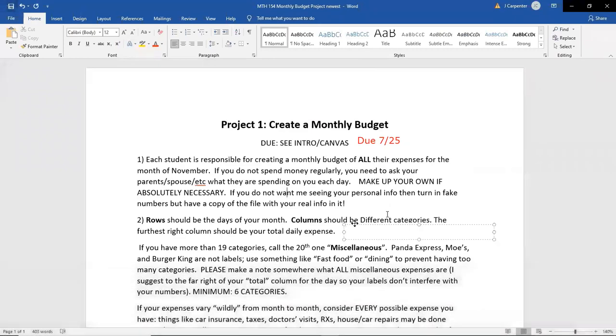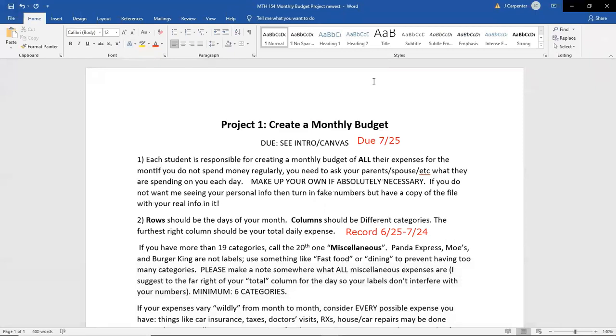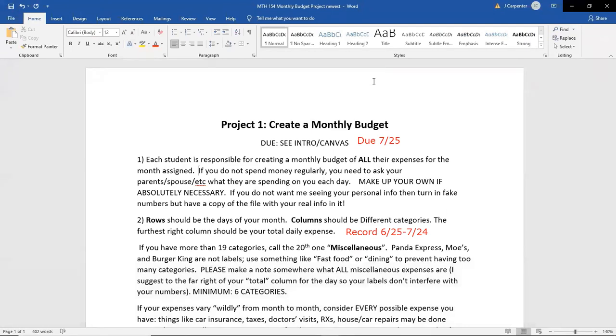Each student is responsible for creating a monthly budget of all of their expenses for the month assigned. Now, it does not have to be a specific month. Now, you notice that I had November written there. So once in the past, it was the month of November. I've done the month of February. I've done the month of June. I've done split months, like say January 16th to February 15th, or December 20th through January 19th, something like that. So that will also be something that is detailed in Canvas and in the intro.